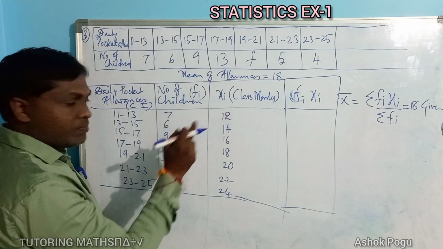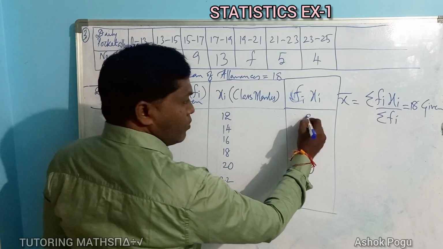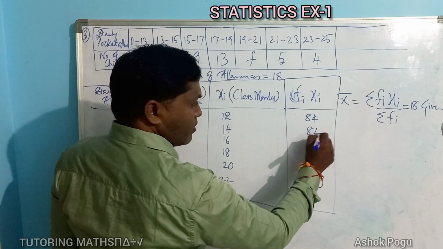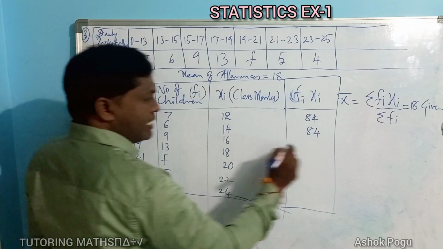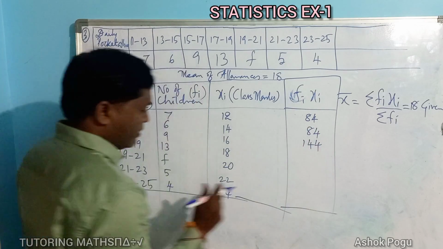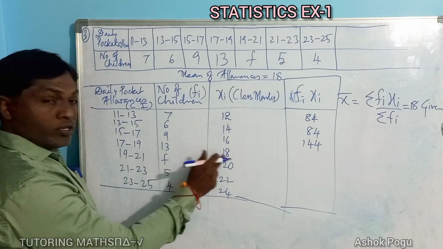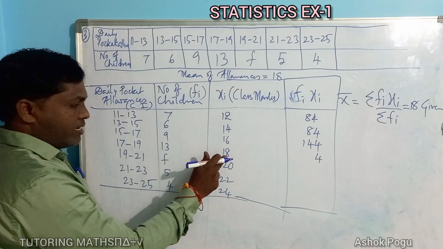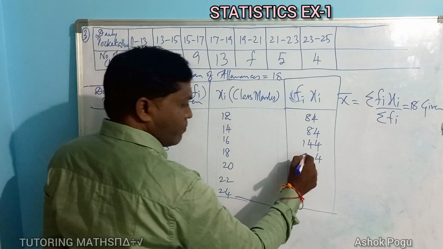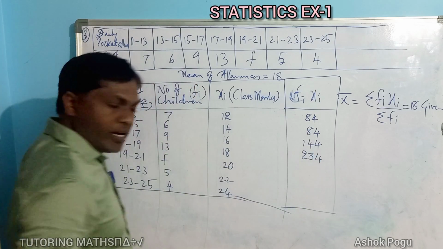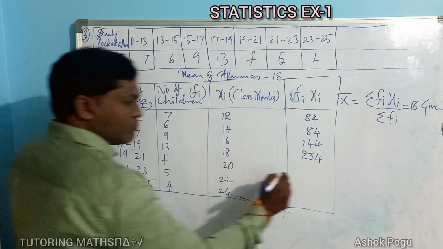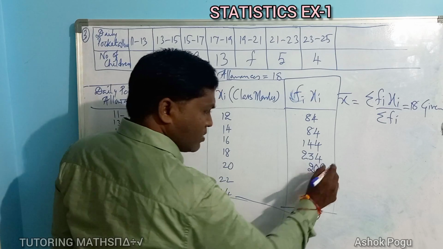Just multiply them. 12 7s are 84, 14 6s are 84, 16 9s are 144, and 18 into 13. 18 3s are 54, 5 is there, and 18 5s are 90, so 144 plus 90, that is 234. Next, coming to 20 into f, that is 20f.